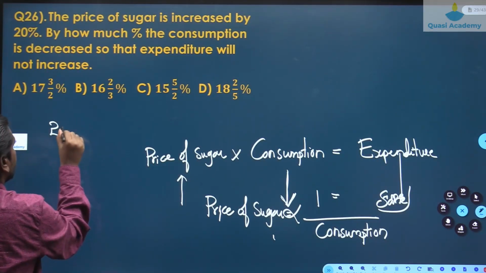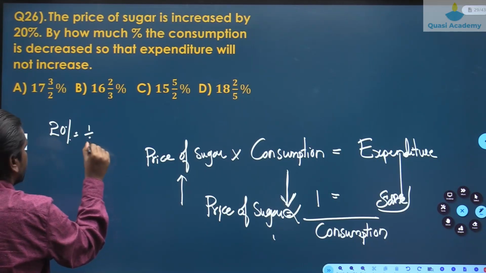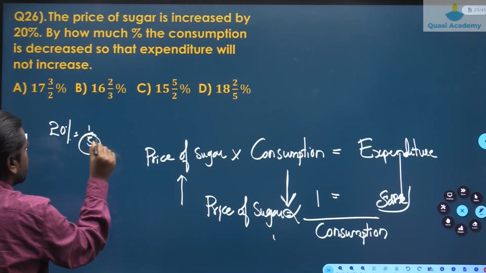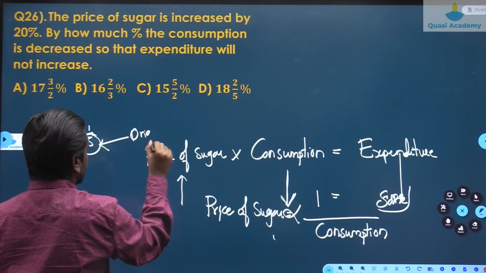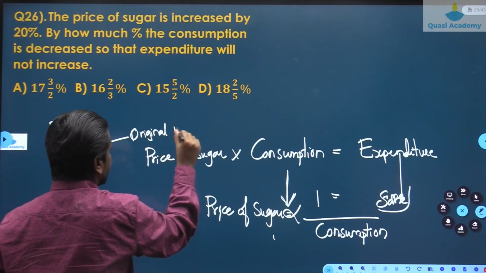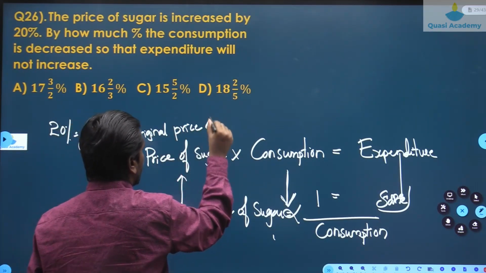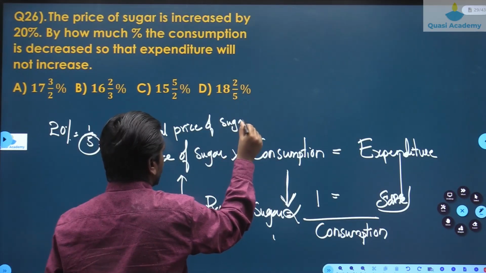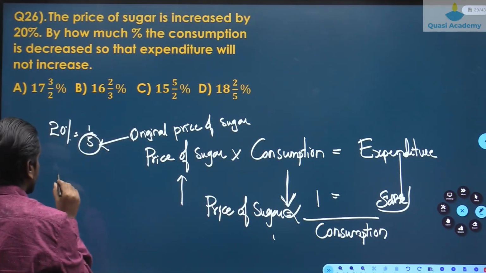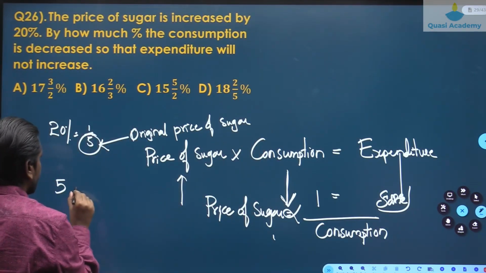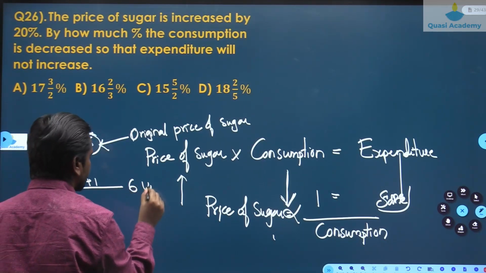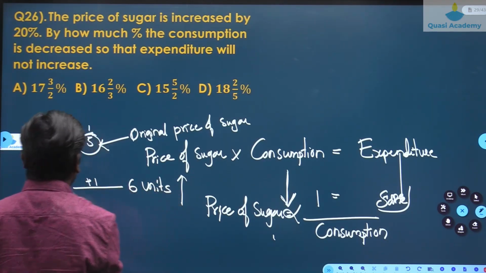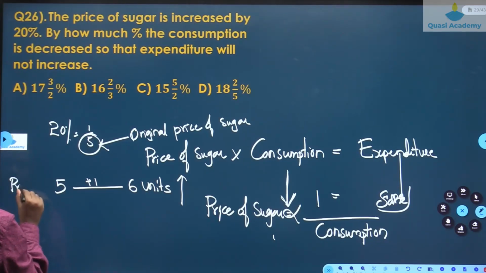So here 20% is equal to 1 by 5. If we assume the original price of sugar is 5 units, okay, when the original price of sugar is 5 units, it has become 5 plus 1, 6 units, right? This is the price of sugar.